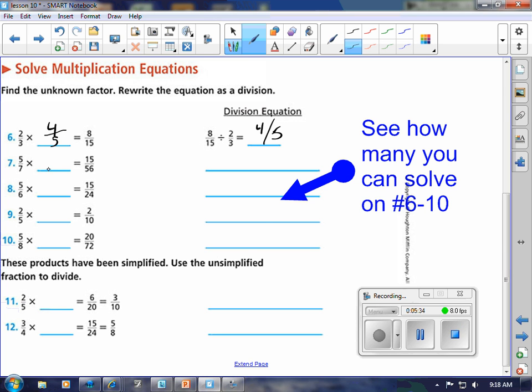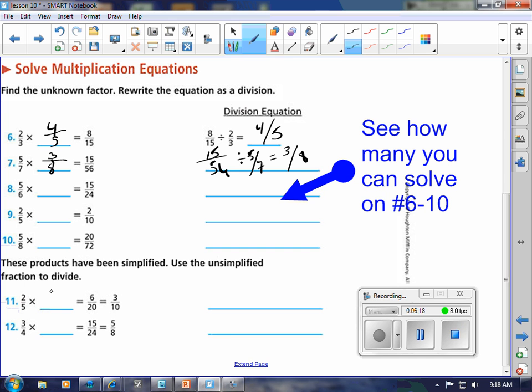Okay, so let's try another one. 7 to get to 56, I would multiply by 8. And this is just knowing my basic facts. What do I multiply by 5 to get to 15? I would multiply by 3. So now I have 5 sevenths times 3 eighths is 15/56. So I could rewrite that as a division problem. 15/56 divided by 5 sevenths equals 3 eighths. I want you guys to try and finish out 8, 9, and 10. Okay, and then I'm going to come down and do these bottom ones for you. So pause the video at this time, finish those, and then come back.